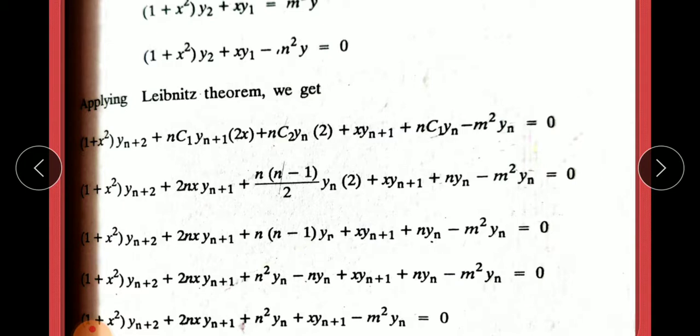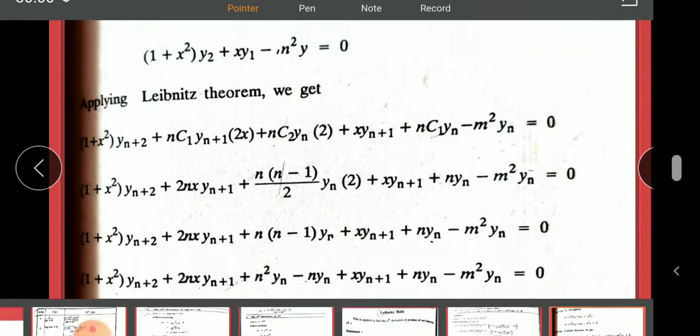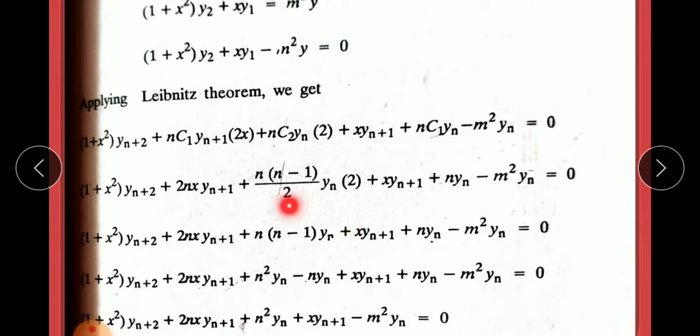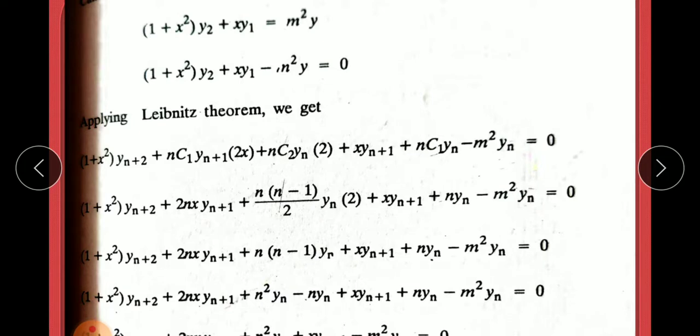Now keep the first term and the last term the same. See the remaining terms: nC1, that is 2nx y n plus 1. So nC1 is 1. Then nC2 is n into n minus 1 by 2, so y n, this we have already learnt in the 11th and 12th standard, n into n minus 1 by 2. So x y n plus 1, plus nC1 is n, y n, sorry, here also nC1 is n, and minus m squared y n.